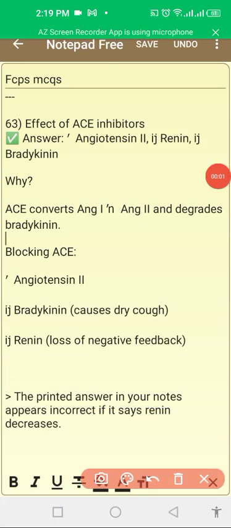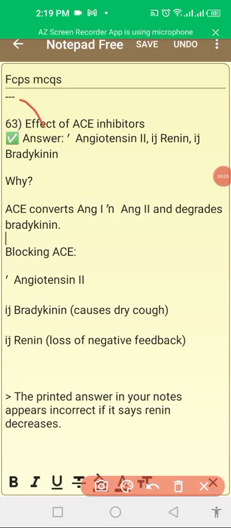Okay, so another question is the effect of ACE inhibitors. Angiotensin-converting enzyme converts angiotensin 1 into angiotensin 2. So when ACE inhibitors are given, they decrease ACE and angiotensin 2, and they increase renin and increase bradykinin, and that bradykinin causes the dry cough.